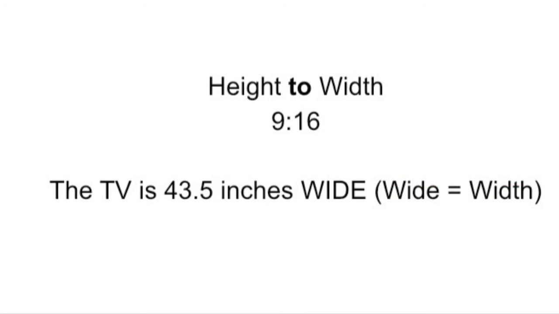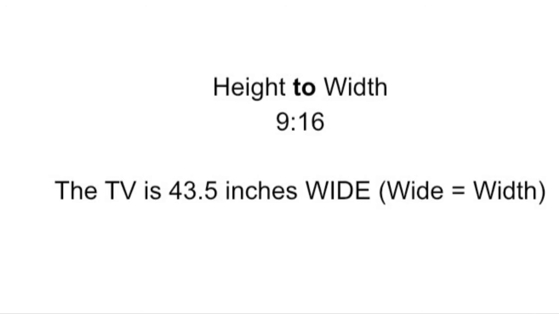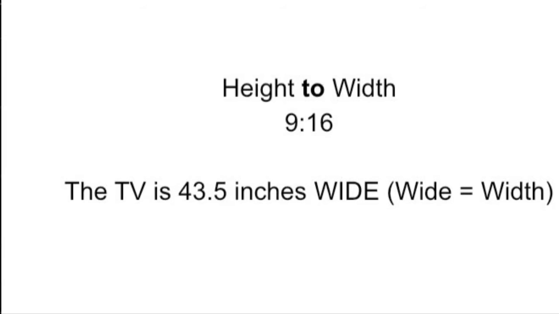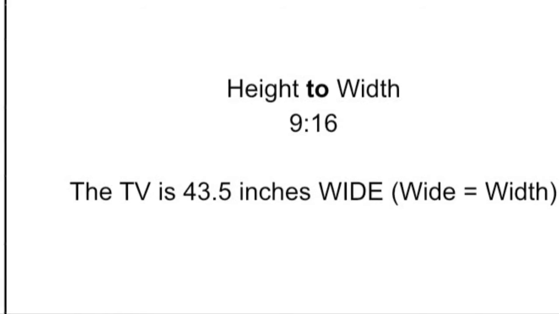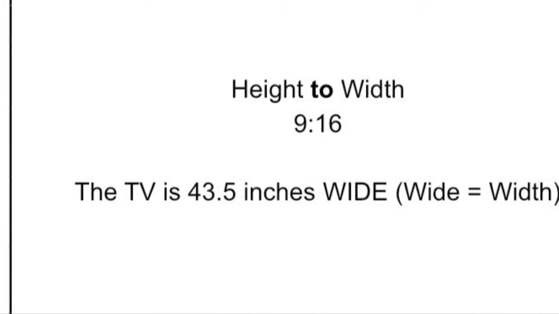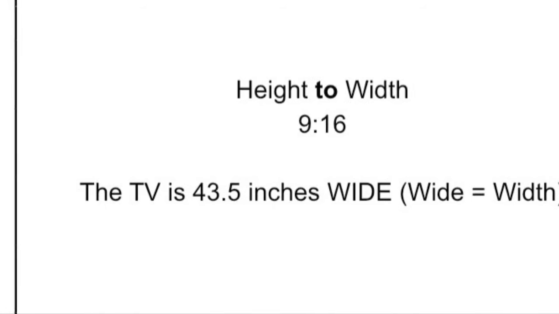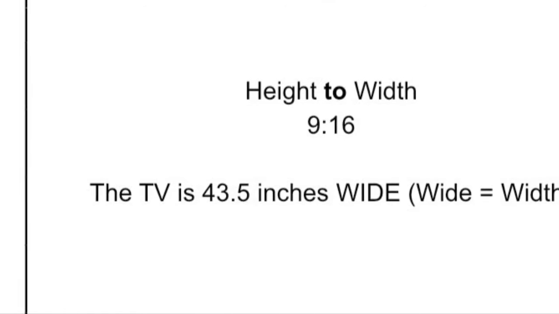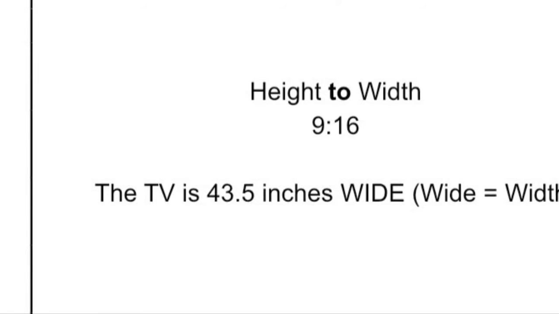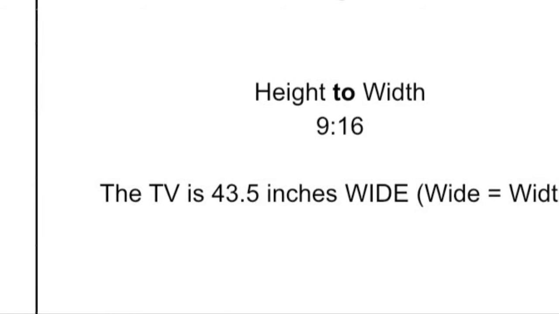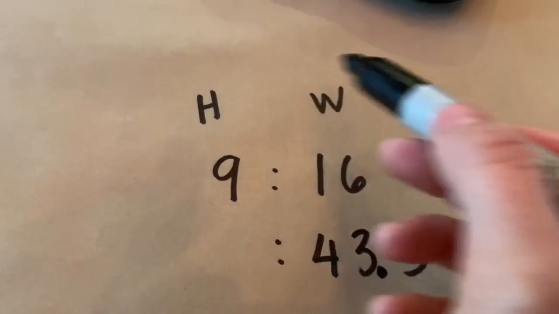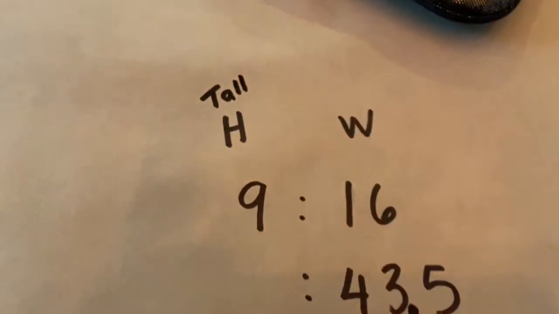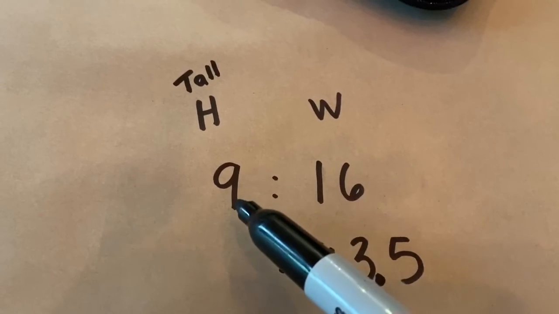So I tried to make the question a little simpler. It said height to width is 9:16. It means if the height is 9, the width is 16. And then the question told us that the TV is 43.5 inches wide. Wide is the same thing as width. So that means I want to put the 43.5 with the 16, underneath the 16 on the wide side. And then we're going to use our trick to find out the height or how tall it is. Here's my question, height, wide or height, width. And height is the same thing as tall. Your height or how tall you are, the same. So if the height is 9, your width is 16.